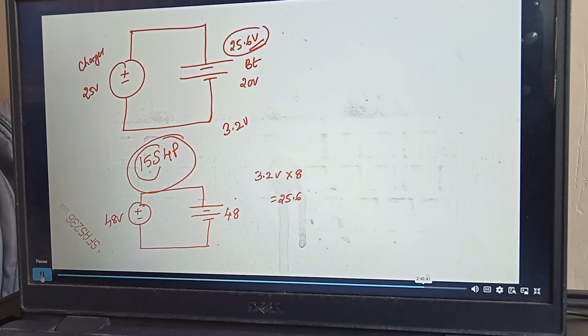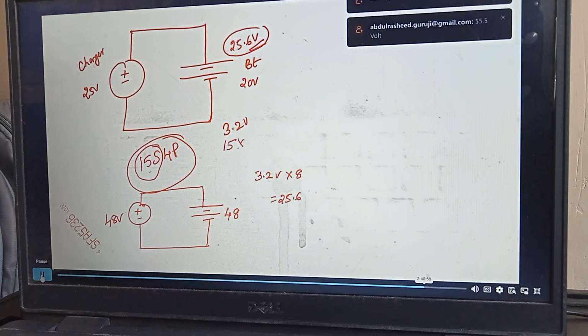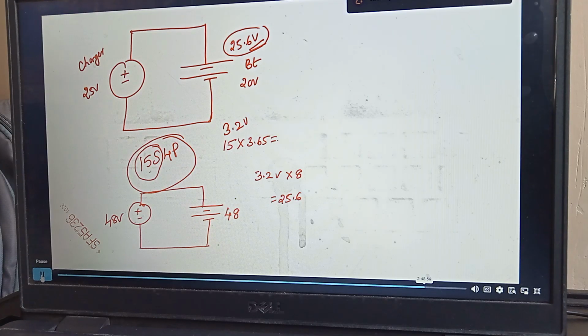But tell me, for a 15S, what is the higher cutoff? Till what voltage can you charge this 15S battery? I have a 15S series. That is 15 into 3.65, right? How much is it? 54.75. So that means I can charge this battery pack up to 54.75. So if I use a 48 volt charger, I cannot completely charge the battery. It is not possible at all, right?